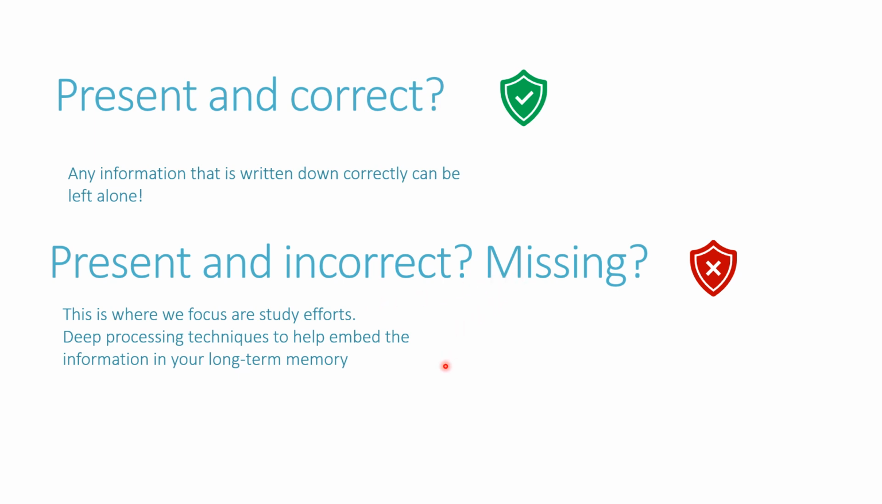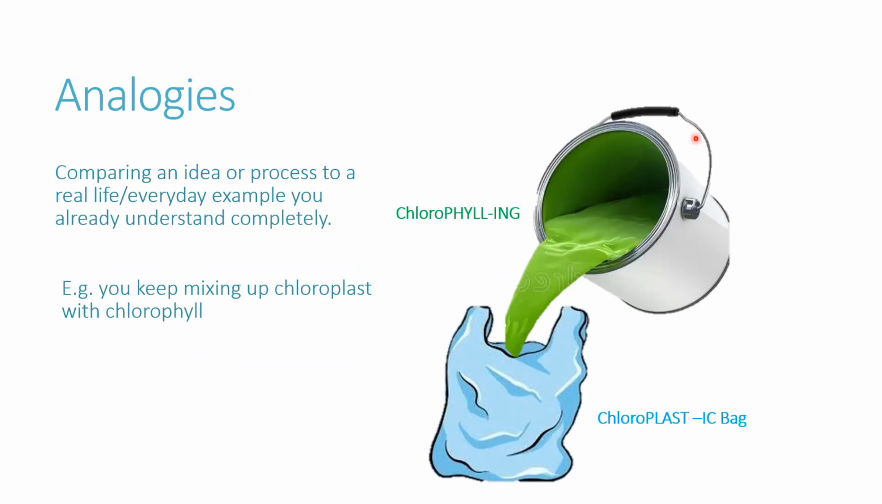So we're going to then move on to some deep processing techniques to help you to embed that information in your long-term memory. So I'm going to give you 4 really nice, easy strategies that you can use to deep process it, to go over that information that was a bit wonky, it was missing, it was incorrect, and make it stick better. So the first one is analogies. Analogies are amazing, okay?